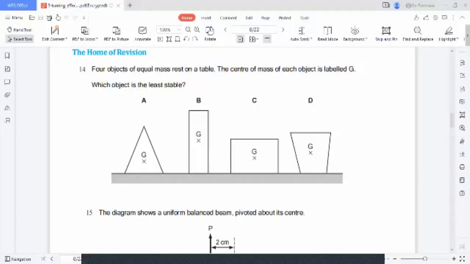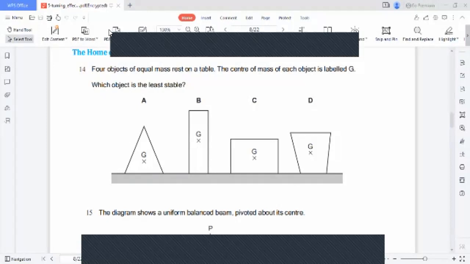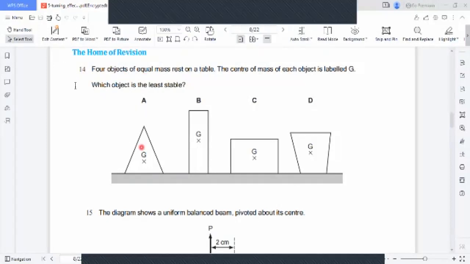Question number 14. Four objects of equal mass rest on a table. This one is your table and there are four objects. The center of mass of each object is labeled G.